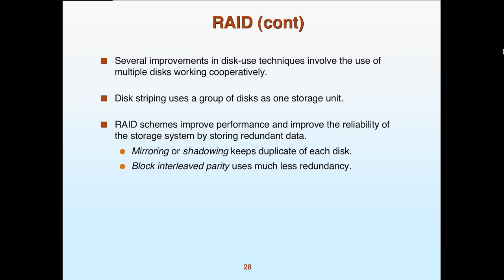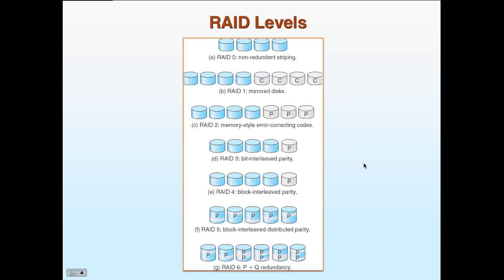But the disk itself, the RAID, is more along the lines of taking a bunch of disks and stringing them all together and loading a big old image on them all, having them all work together. So mirroring or shadowing keeps duplicates of each one of the disks. Block interleaving parity uses far less redundancy. So it depends on what you're trying to achieve as to what type of RAID technique or what level you're going to implement.